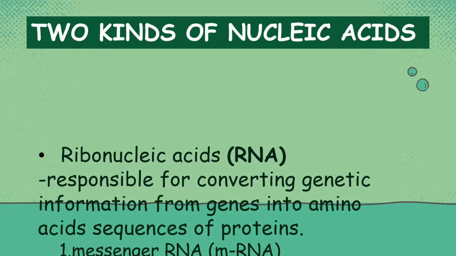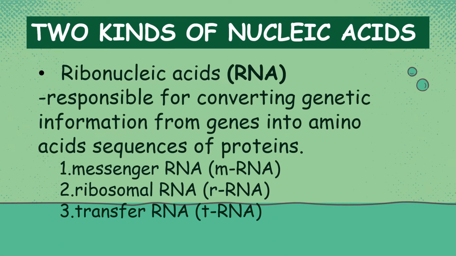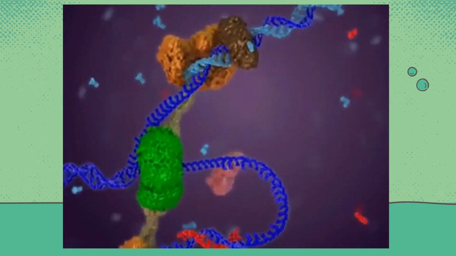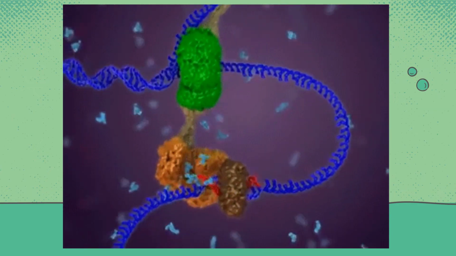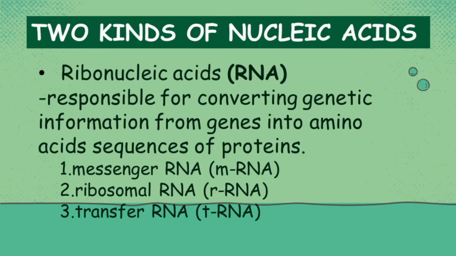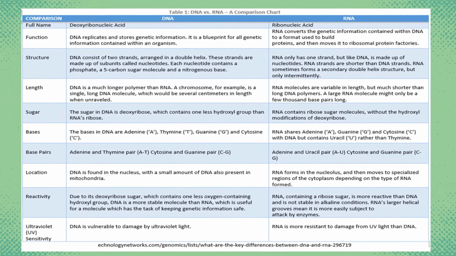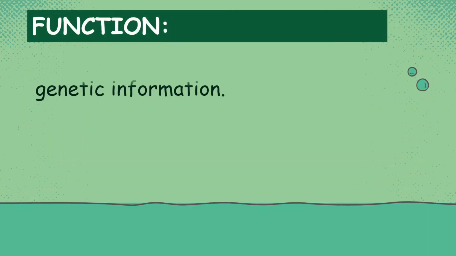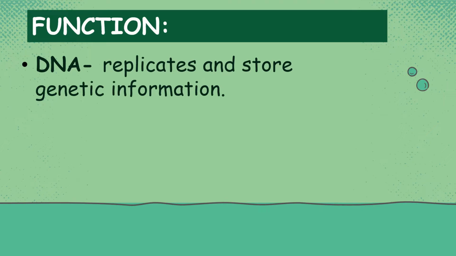The second one is the ribonucleic acid, or RNA. It is responsible for converting genetic information from genes into amino acid sequences of proteins. And there are three kinds of RNA. Number one is the messenger RNA, second is the ribosomal RNA, and the third one is the transfer RNA. Here is the comparison chart between DNA and RNA. We're going to discuss each one by one for better understanding.